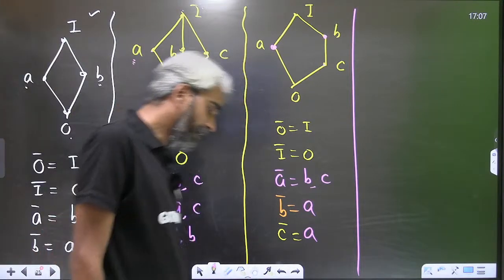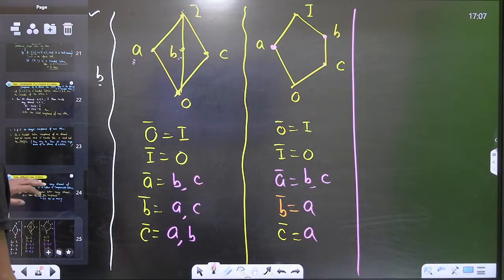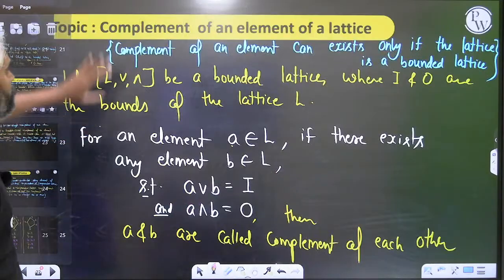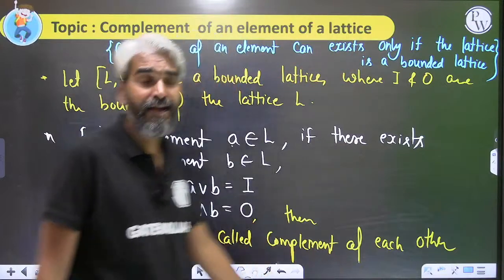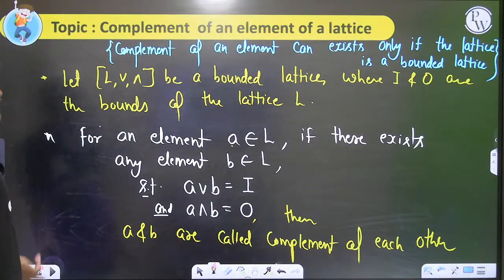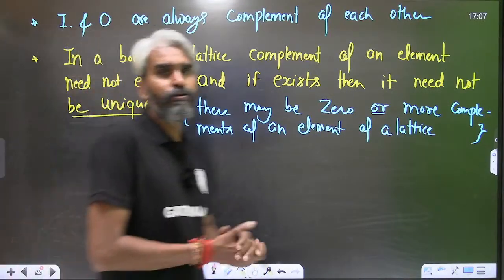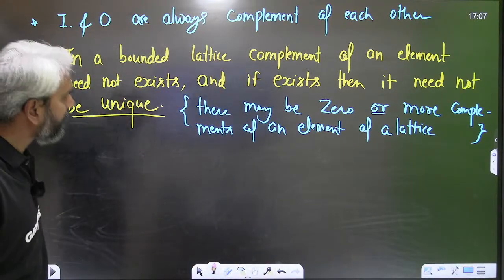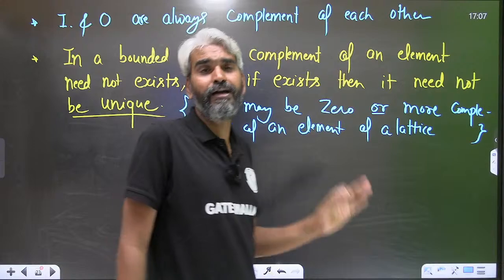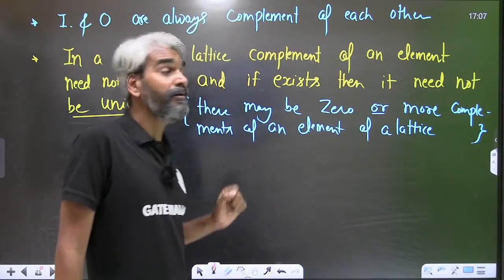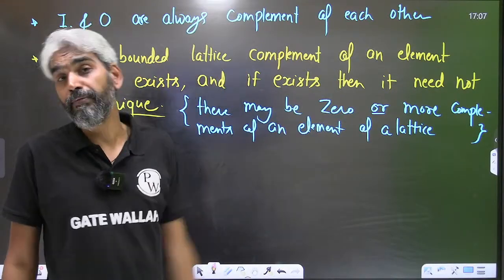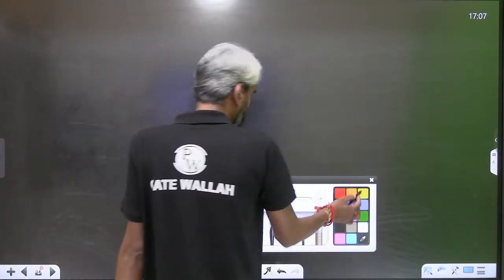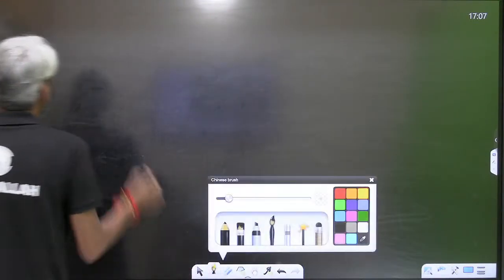Okay. Now let's go back to the definition of a complemented lattice. Go back to the definition for complement of a lattice, and if a complement exists for every element, then it will be called a complemented lattice. But what did we say? Sir, in a normal bounded lattice, there may be zero or more complements of an element. So let's try to understand that in our POSET, what happens.